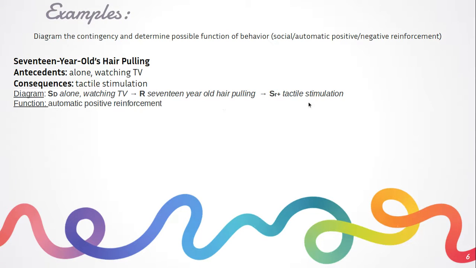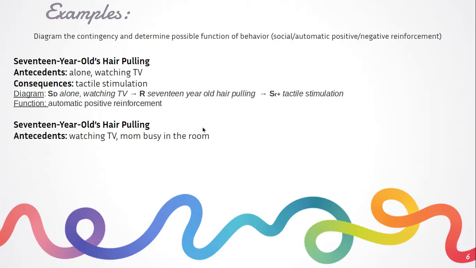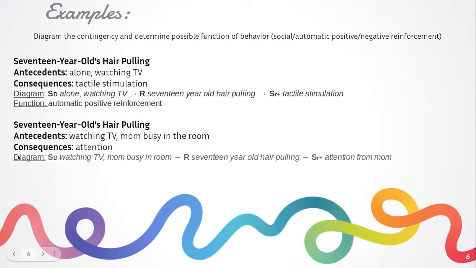The positive reinforcement is because they're adding tactile stimulation, and the automatic is because nobody else has to be present for this. And with our last example, again with 17-year-old hair pulling, the antecedents are watching TV and mom is busy in the room, and the consequence is attention. So the diagram would show the SD is watching TV, mom busy in room.